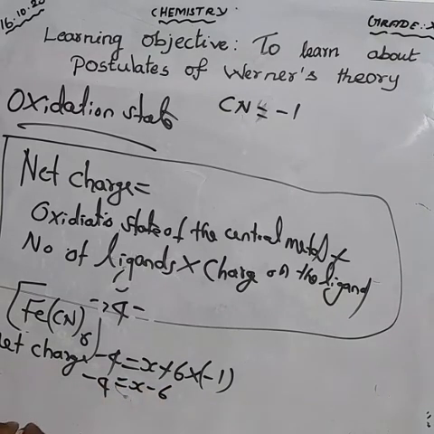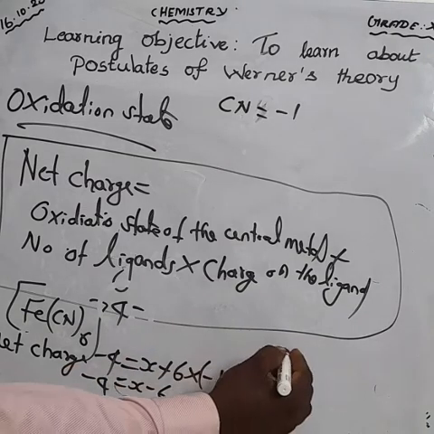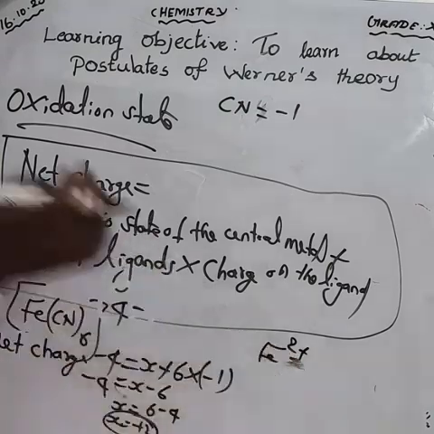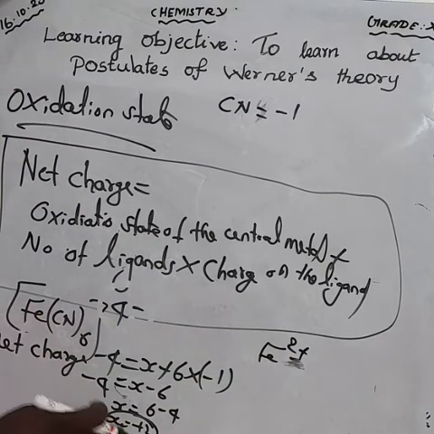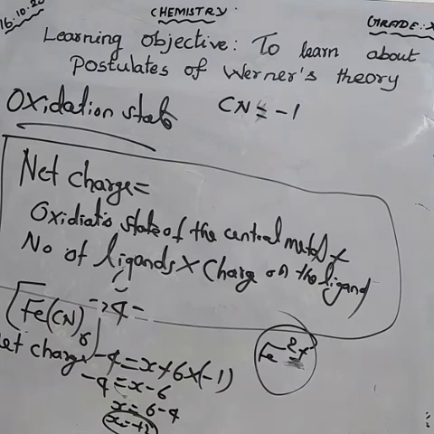Minus 4 equals X minus 6. So X is equal to 6 minus 4, X is equal to plus 2. What is the charge? Plus 2. So we write Fe2+. Clear? Can you understand?